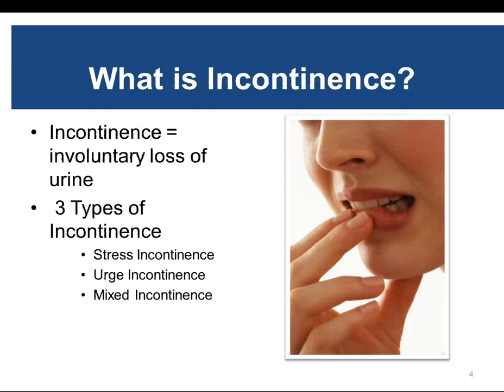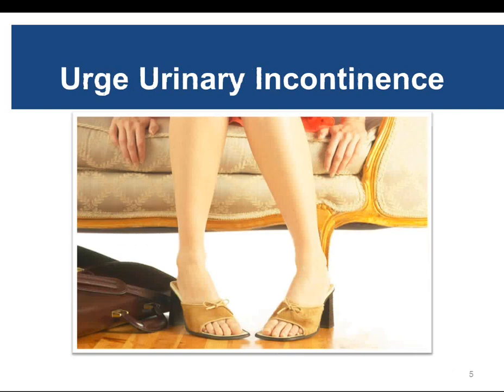It can happen at any time, anywhere, any location. And there are three types of incontinence, which we'll talk about at greater length today. The first type is stress incontinence. The second type of incontinence we'll talk about is urge incontinence. And then there's something called mixed incontinence, which is a combination of both stress and urge incontinence.